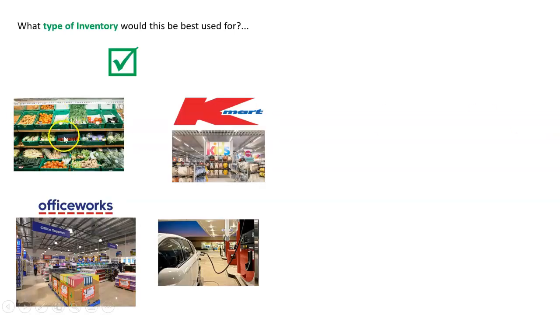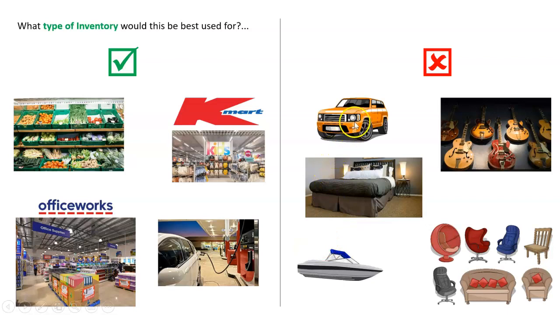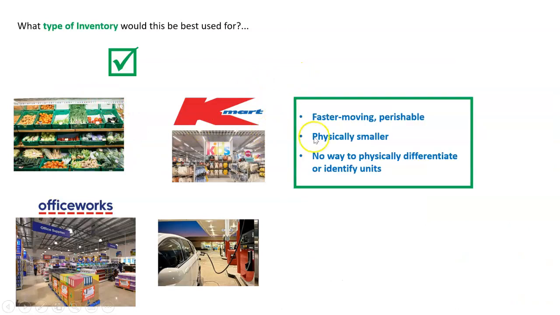What type of inventory would this best be used for? Well, some things you could use it for would be like fruit and vegetables. You can see how many there are and how they're stacked. Kmart, because it's got so much stuff. Same with Officeworks. Or petrol. What wouldn't you use this for? You wouldn't use it for big things like a car yard or a place that sells mattresses or guitars or furniture or boats. So why use it for the ones on the left and not the ones on the right? Well, it's because the ones on the left are faster moving. So as in there's a lot of sales of these every second of every day. Also, some of them are perishable, so it's probably a reasonable assumption that the first tomatoes in are the ones that get sold first, because the older ones get moved to the front by the business because we want to sell them before they go off.